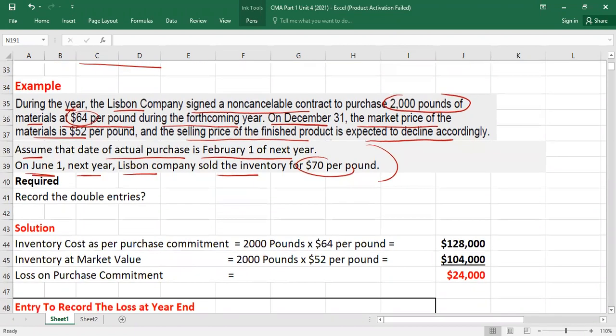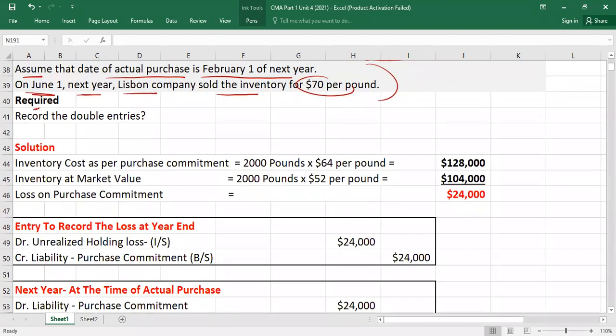So here we go, guys. First of all, what is the requirement? The requirement is to record the double entries. In your exam, you will not be asked to record double entries at each point, but they will ask you only what to do with the losses. So for losses, I told you, debit loss, credit liability on purchase commitment. And the loss will be immediately reflected in the income statement, and gain you are not allowed to book unless it is realized. Understood? This point you need to know for your exam questions. This is just for practice, to make it clear how a purchase commitment works.